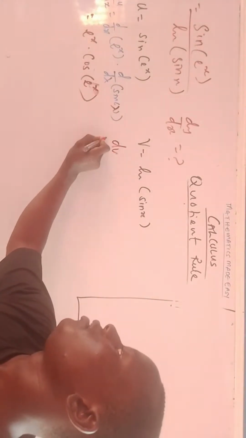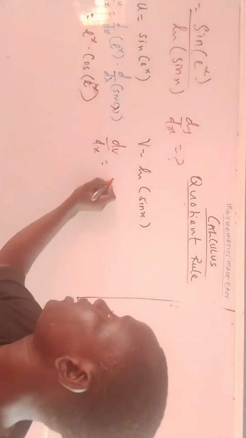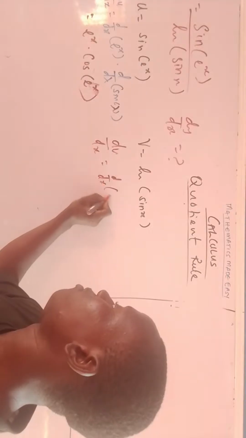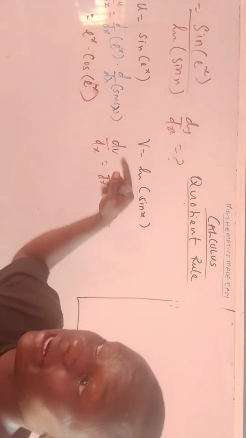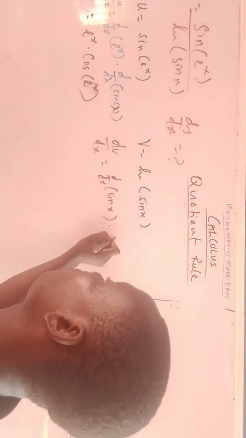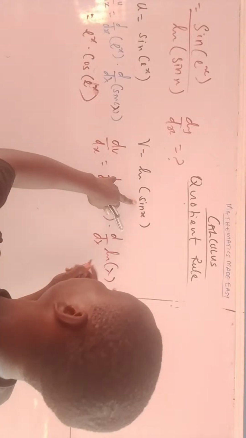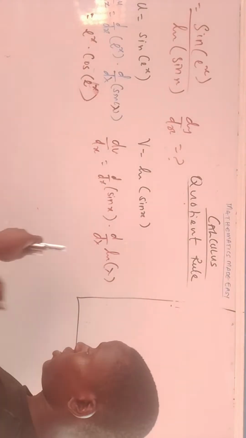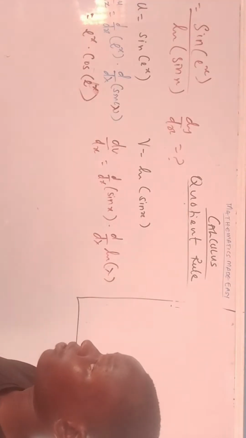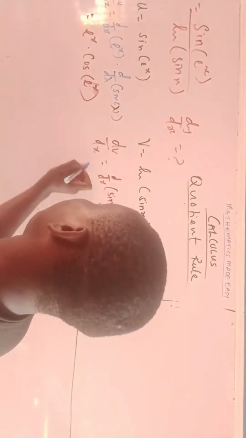So we have dv/dx is equal to what? You find the derivative of natural log of sine x. So we have d/dx of sine x, then multiply by, let my sine x be lambda, right? So I'm going to have d/d lambda of natural log of lambda, since my sine x is now lambda. And don't forget, if you differentiate natural log of lambda, that will be 1 over lambda. I already told you in my previous video.